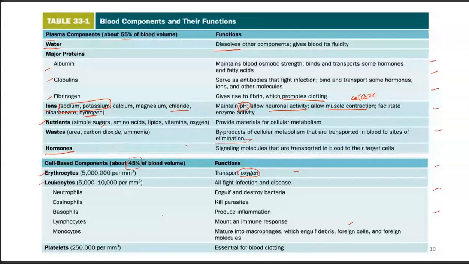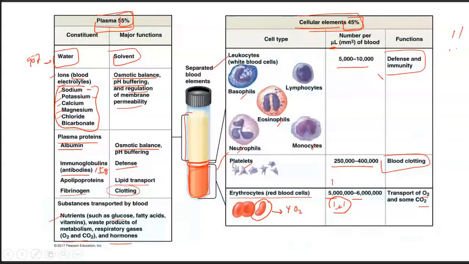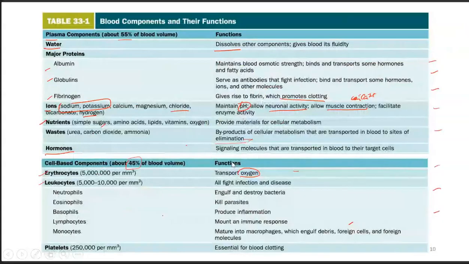And then leukocytes, for 1 microliter, the same as a cubic millimeter. The white blood cells have several types: neutrophil, eosinophil, basophil, lymphocyte and monocyte. The detailed function of the white blood cells we are going to look at in the next chapter, the immune system chapter. And then platelets are involved in blood clotting.